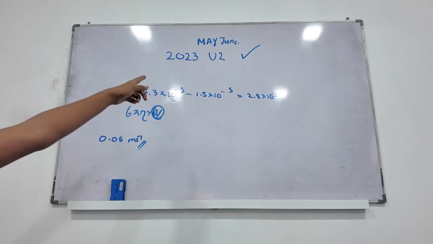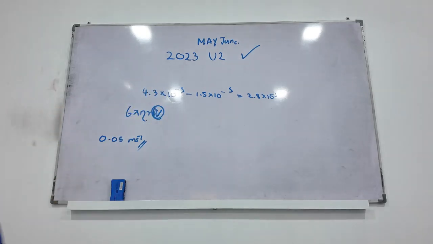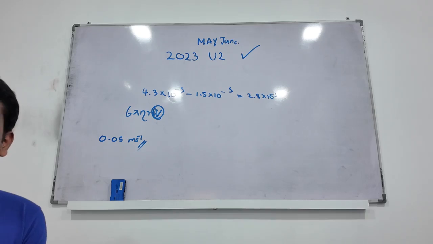We are going to discuss the 2023 unit 2 May June paper, question number 15, and then only we are going to leave the classroom. Question number 15 is about momentum, or conservation of momentum. There's a collision, a before scenario and an after scenario. Show that the velocity of ball A immediately after collision is about 0.05 meters per second.